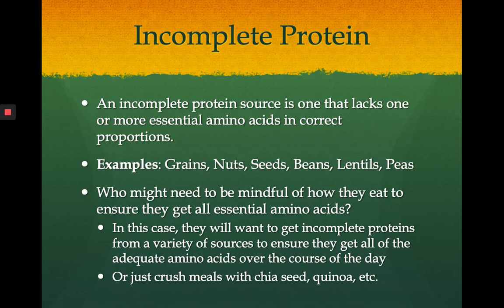In this case, they will want to get incomplete proteins from a variety of sources to ensure they get all the adequate amino acids over the course of the day. Or you could just crush meals with chia seed and quinoa, but probably that would get boring after a while. So you're going to get a mixture of foods, a mixture of these incomplete proteins to create a meal that will give you complete proteins, or create a variety of meals that in the end will get you those essential amino acids.